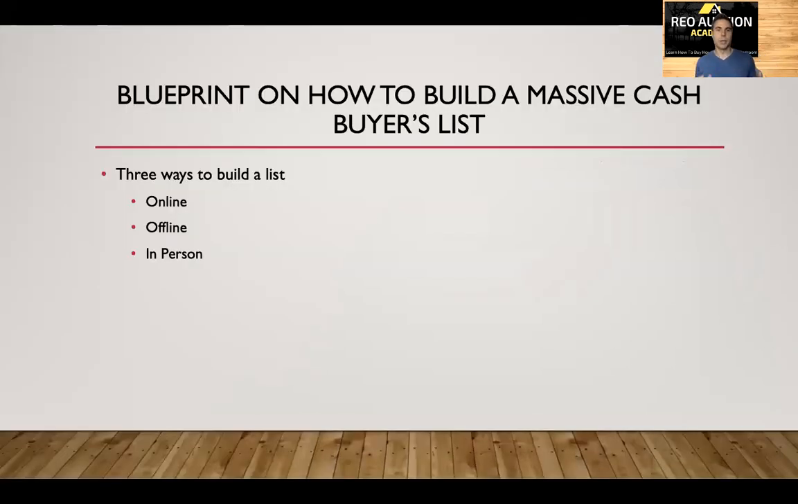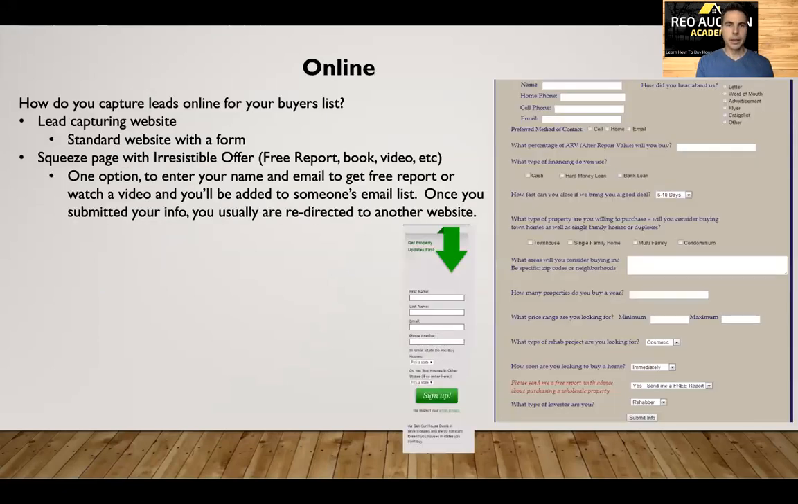So the three ways to build a cash buyers list are online, offline, and in person. And we'll cover all three in the coming slides. But before we jump into them, especially if you're in the online space, you need a way to capture leads online for your buyers list. So you need some kind of lead capturing website or a squeeze page.